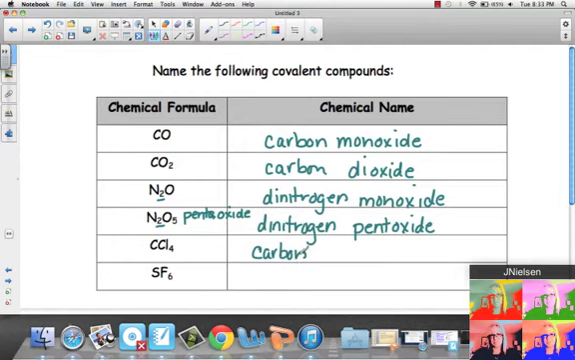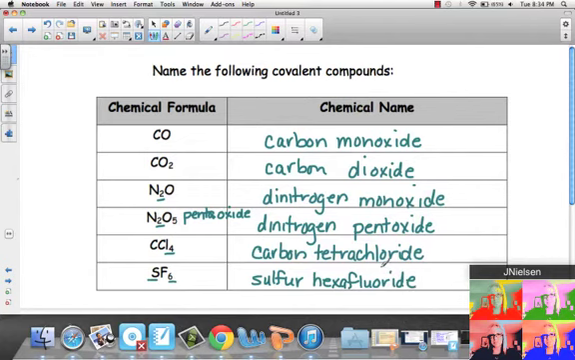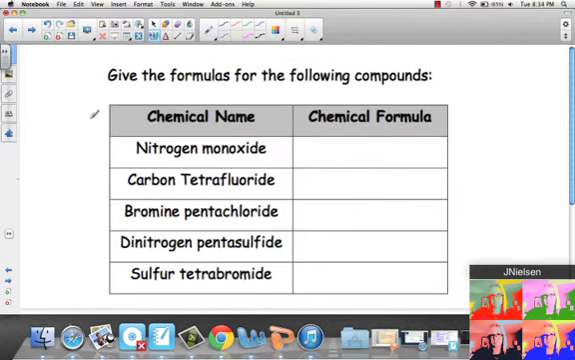Okay, and the next one, we have carbon, and we have 4 chlorines, so the prefix for 4 is tetra, and then we just add the chloride. And in the last one, we have sulfur, and there's 6, so the prefix for 6 is hexa, and fluorine turns to fluoride. Not so bad, right?